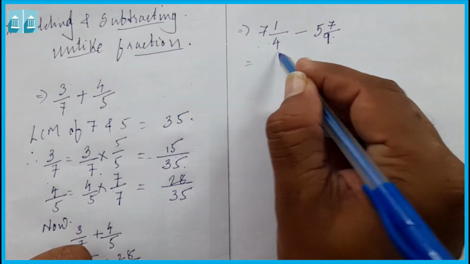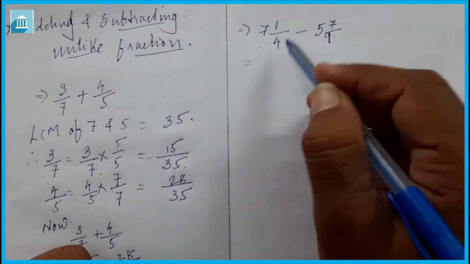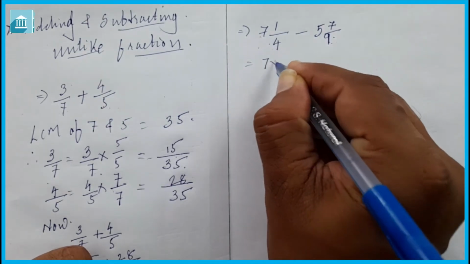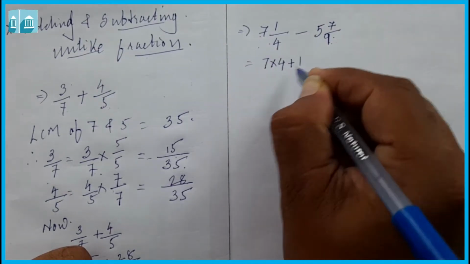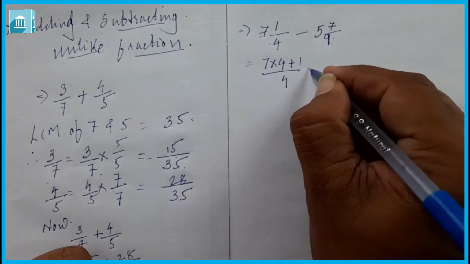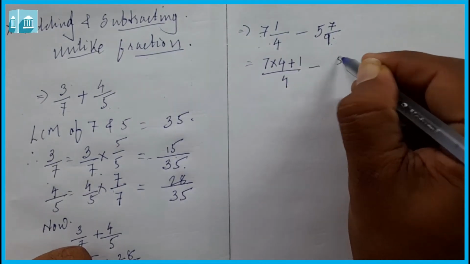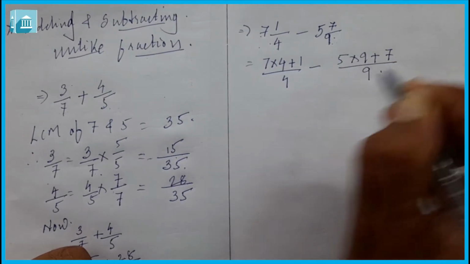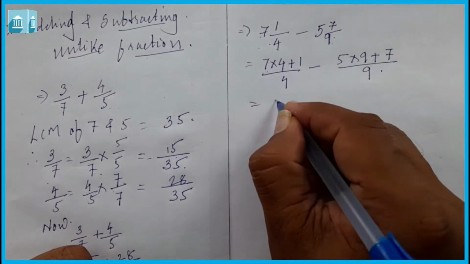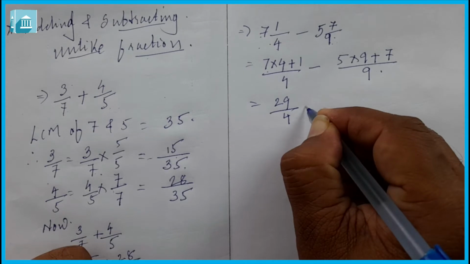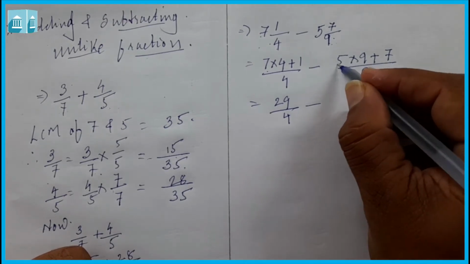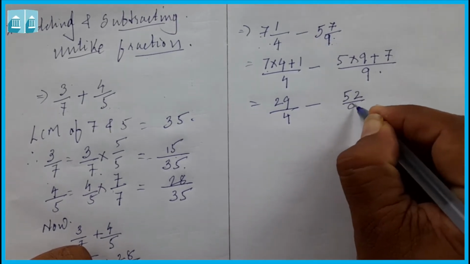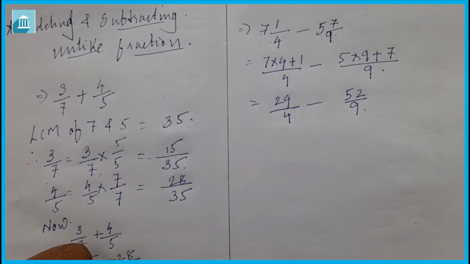If they are mixed numbers, first we have to convert them into improper fractions. So 7 4s are 28 plus 1 upon 4 minus 5 into 9 plus 7 upon 9. So this will be 7 4s are 28 plus 1, 29 upon 4, minus 5 9s are 45 plus 7, 52 upon 9.